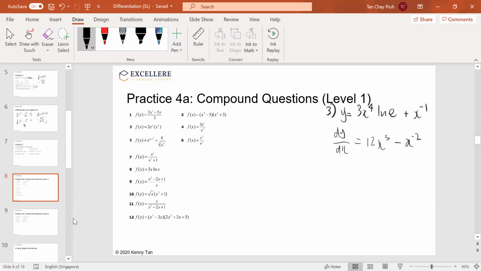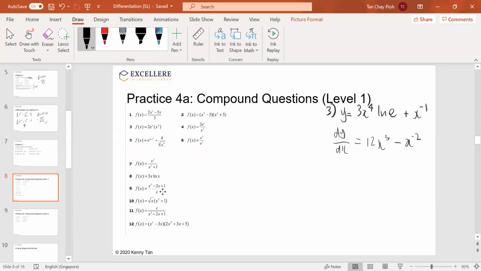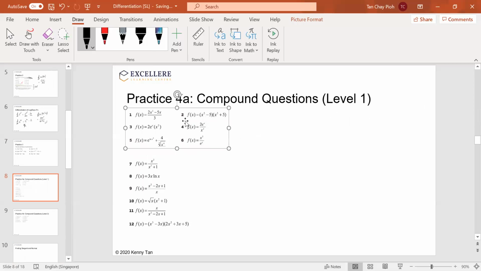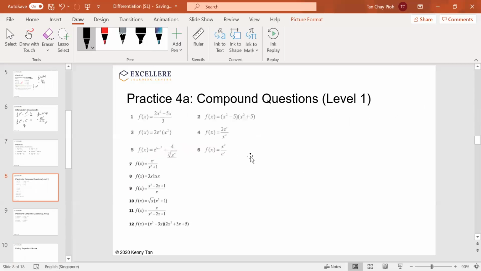Okay, these are the compound. Can you erase it for me? I think maybe we don't really have to go through this because I think you should be able to cope.